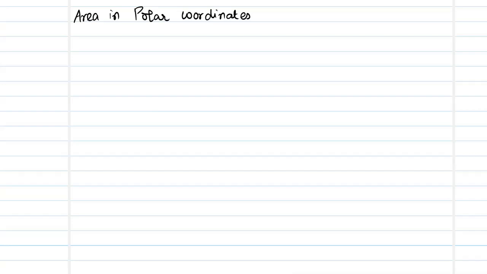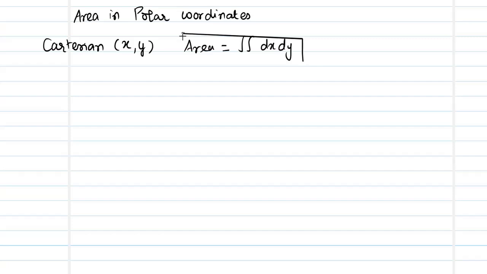Hello everyone. In this video we will see how to find the area in polar coordinates using double integration. We will recollect that when we are using the Cartesian system, that is the system of x and y, the area is given by the formula double integral dx dy. So this is the formula for area in Cartesian system.